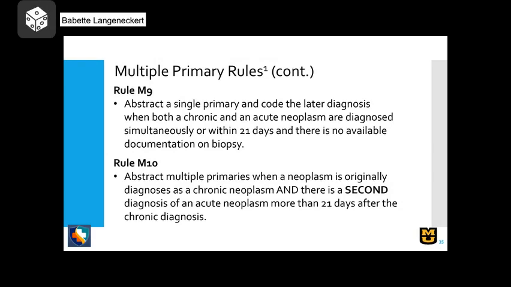Rule M9. Abstract a single primary and code the later diagnosis when both a chronic and acute neoplasm are diagnosed simultaneously or within 21 days, and there is no available documentation on biopsy. Rule M10. Abstract multiple primaries when a neoplasm is originally diagnosed as a chronic neoplasm, and there is a second diagnosis of an acute neoplasm more than 21 days after the chronic diagnosis.